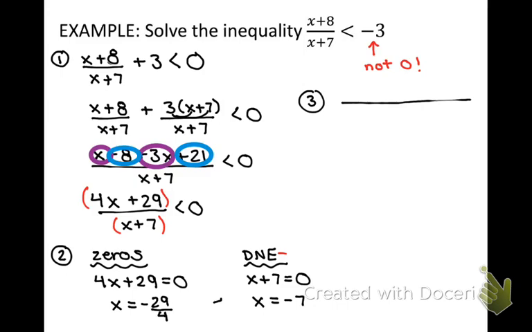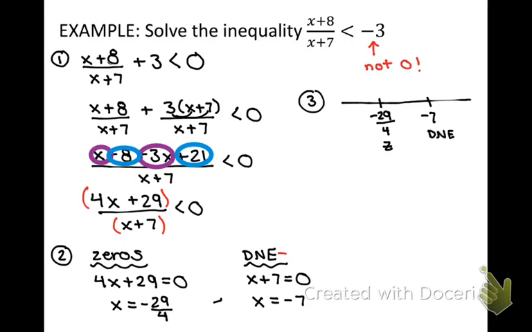Think about this, negative 29/4. That's going to be further to the left on our number line than negative 7 is. If it helps you, you could convert that into a mixed number or a decimal just to kind of check that. But the importance is that it's to the left of negative 7. Negative 29/4 is on there because it's a 0, and negative 7 is on there because it's DNE.